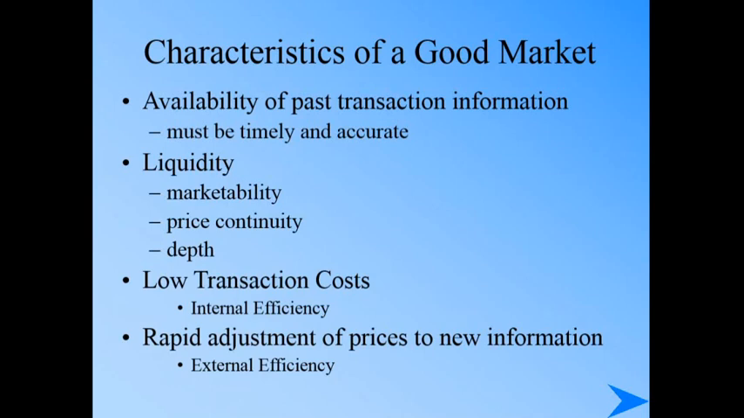So whenever there is some news, good news or bad news, the prices of securities adjust quickly. That is what you call external efficiency. It means that the markets represent all the available information, and whenever some new information is produced and becomes publicly available, the prices quickly adjust to that information.